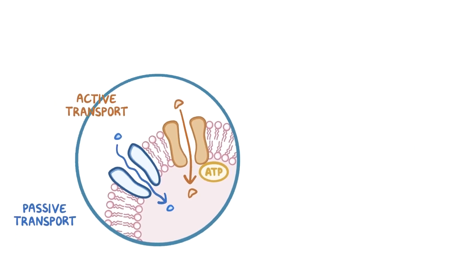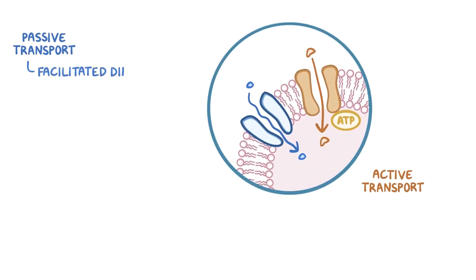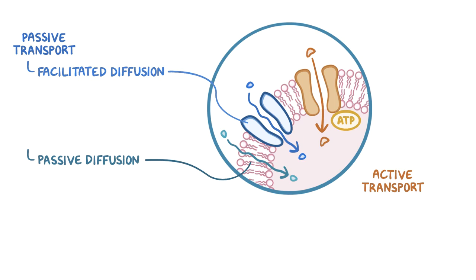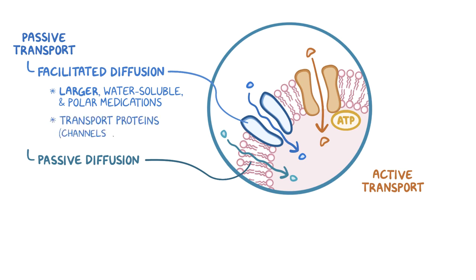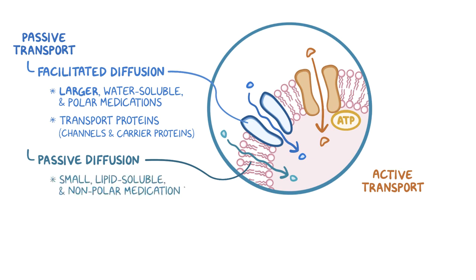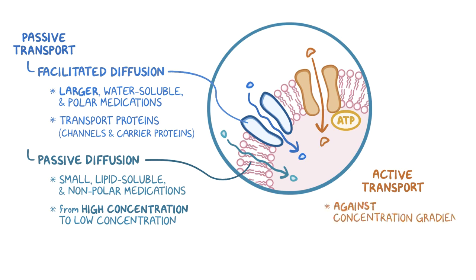There are two types of passive transport: facilitated diffusion and passive diffusion. Facilitated diffusion helps larger, water-soluble, and polar medications move across the membrane through transport proteins like channels and carrier proteins. Passive diffusion helps small, lipid-soluble, and nonpolar medications move across the membrane from an area of high concentration to low concentration. But sometimes the medication needs to be transported against their concentration gradient.